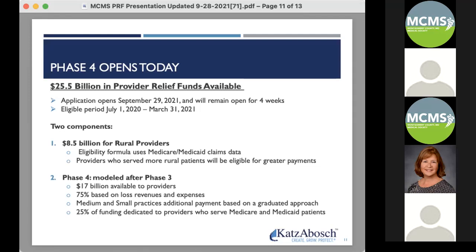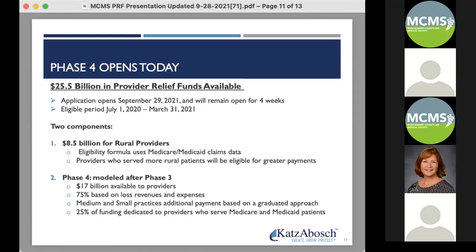So I just wanted to go over the new funding. Phase 4 opens today. There is $25.5 billion available. Interestingly, $3.9 billion of that, I think it is, is left over from phase 3. So that's included in that money.